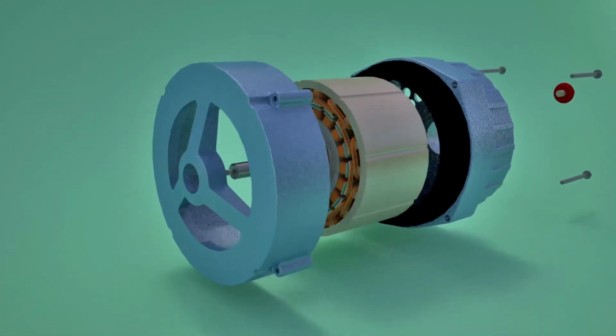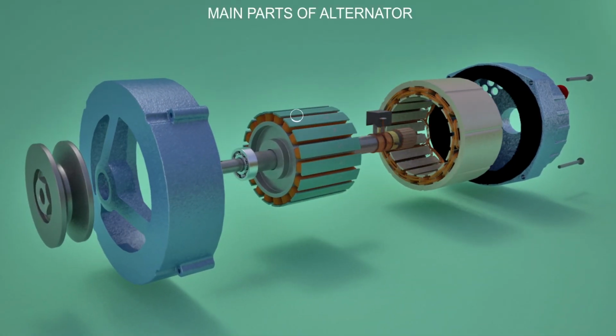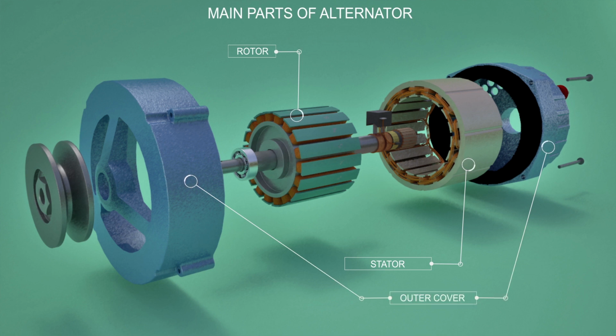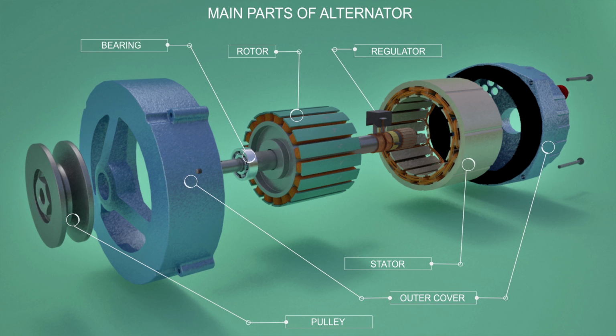Main parts of the alternator are rotor, stator, outer cover, pulley, regulator, bearing, slip rings and DC generator.